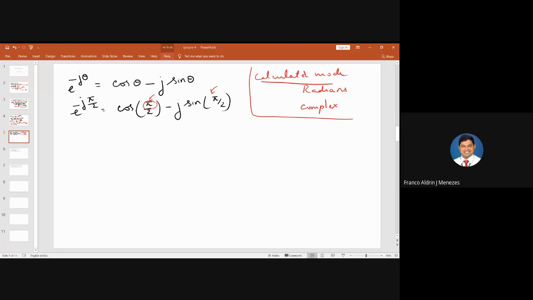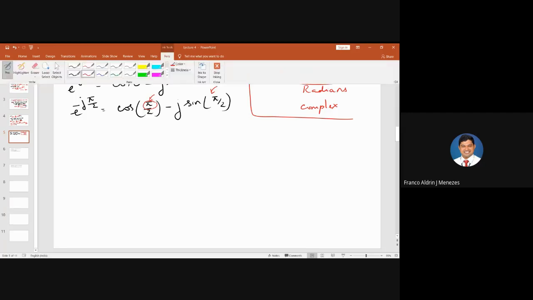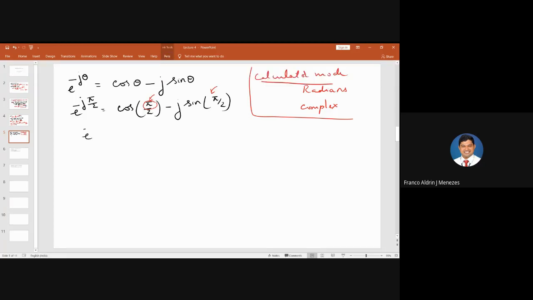So can you tell me the value for this particular case now? What is e to the power of minus j pi by 2? What is this value? Am I audible? What is the value of e to the power of minus j pi by 2?